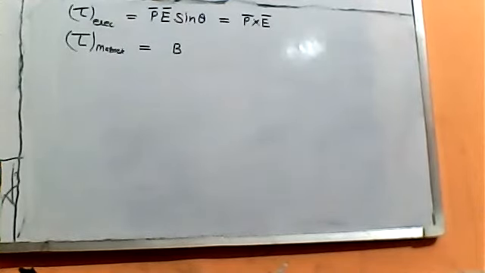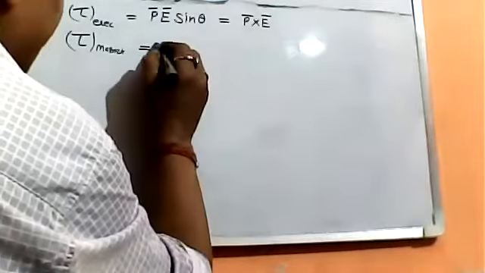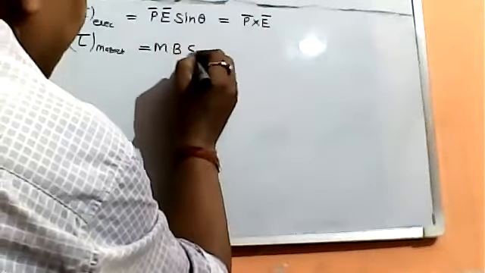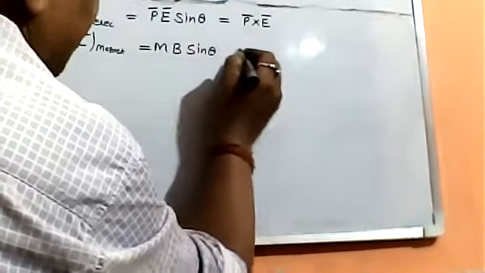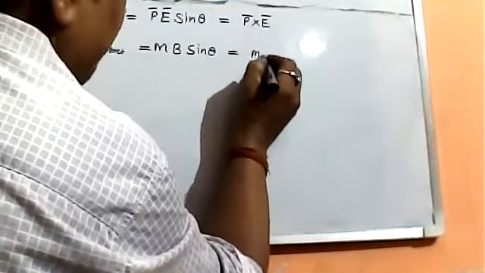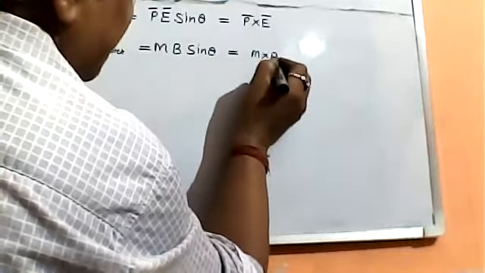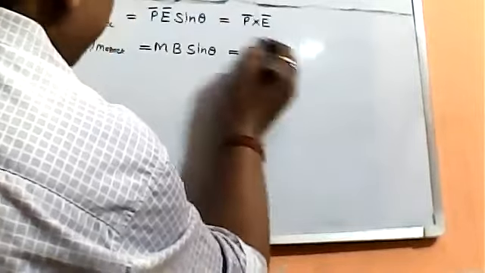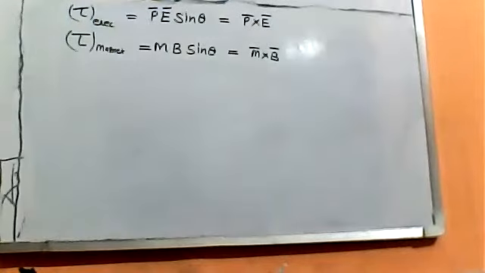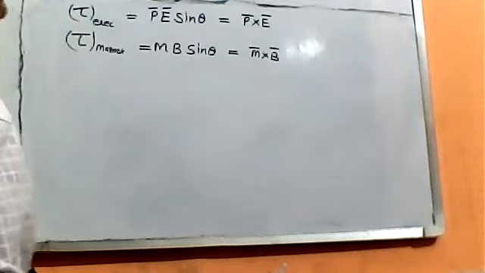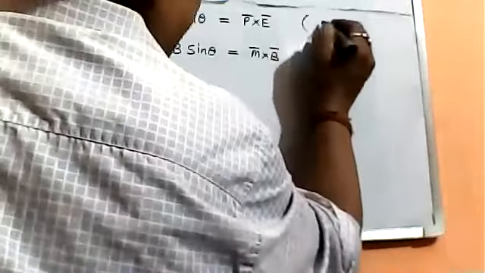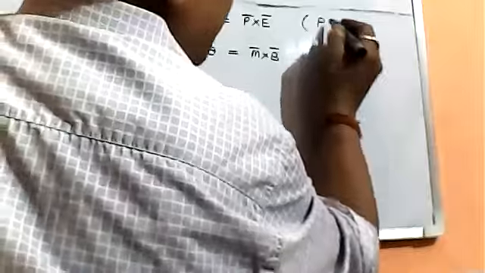Very good. Just starting the class, I write everything. So MB sin theta, and M cross B. In case of torque on an electric dipole, you take P and E cross product. In case of magnetic, you take the cross product of M and B.